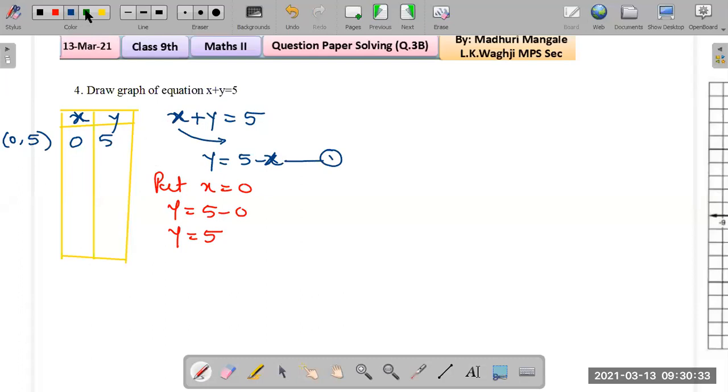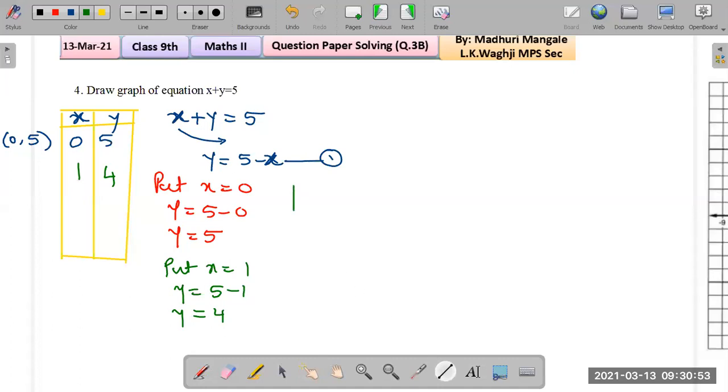Okay, then let us set another value. Let's say put x equal to 1. What will happen if we put x equals to 1? That will be y equals to 5 minus 1, which is equal to 4. So we have got y equals to 4. We started with x equals to 1 and got y equals to 4.